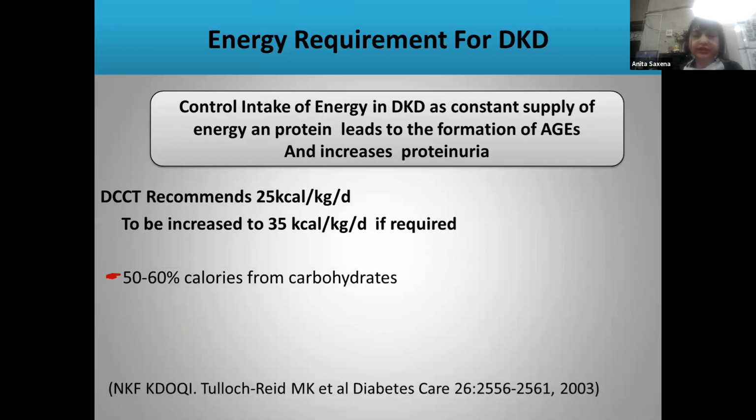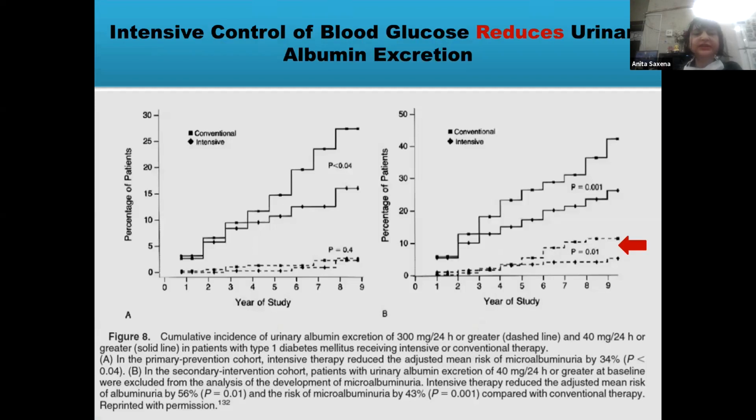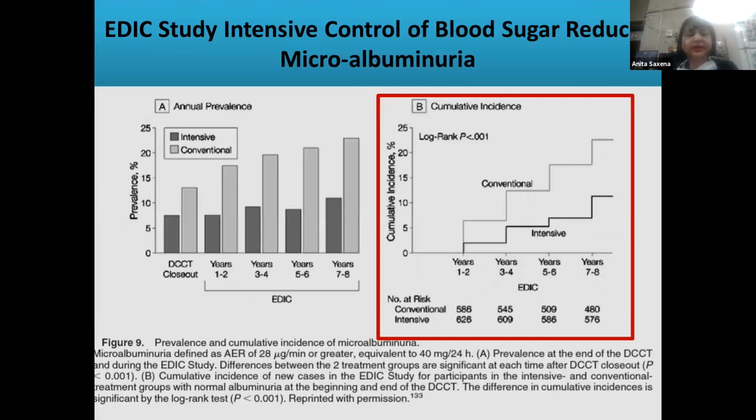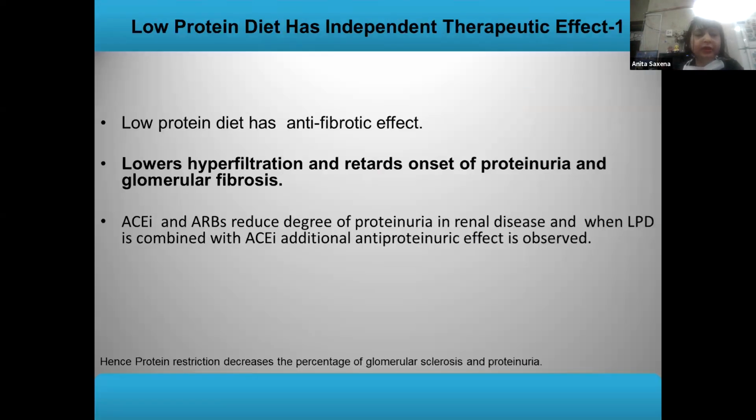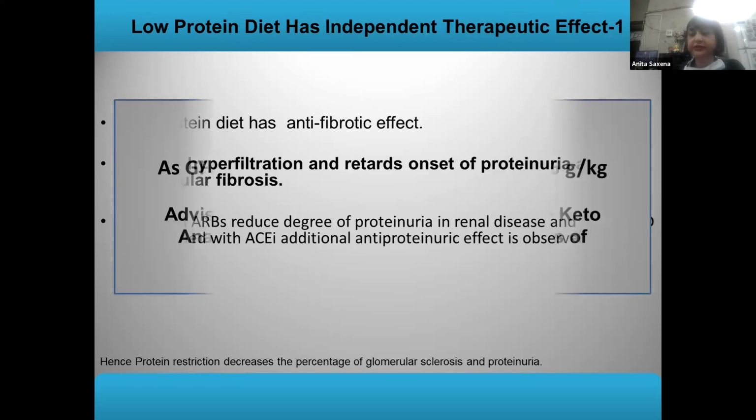So control energy intake in DKD, as constant supply of energy and protein leads to the formation of AGEs and increases proteinuria. Here you can see intensive control of blood glucose reduces urinary albumin excretion. And the EDIC study has also shown that intensive control of blood sugar reduces proteinuria. Now, low protein diet has anti-fibrotic effect, it lowers hyperfiltration, retards onset of proteinuria and glomerulofibrosis, and ACE inhibitors and ARBs reduce degree of proteinuria in renal disease. And when low protein is combined with ACE inhibitors, additional antiproteinuric effect is observed.